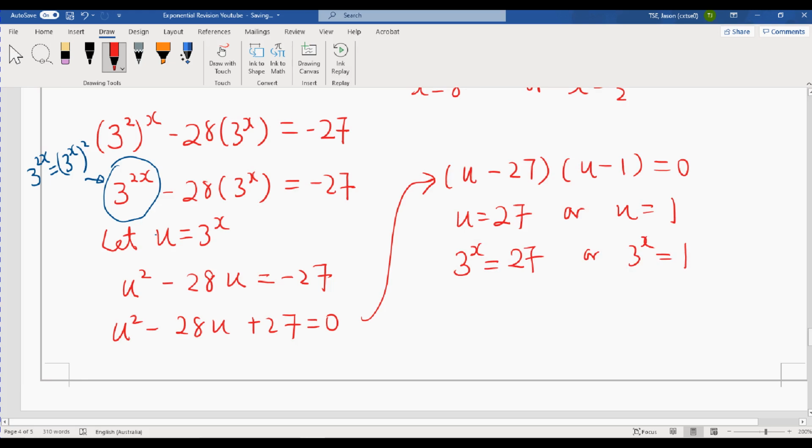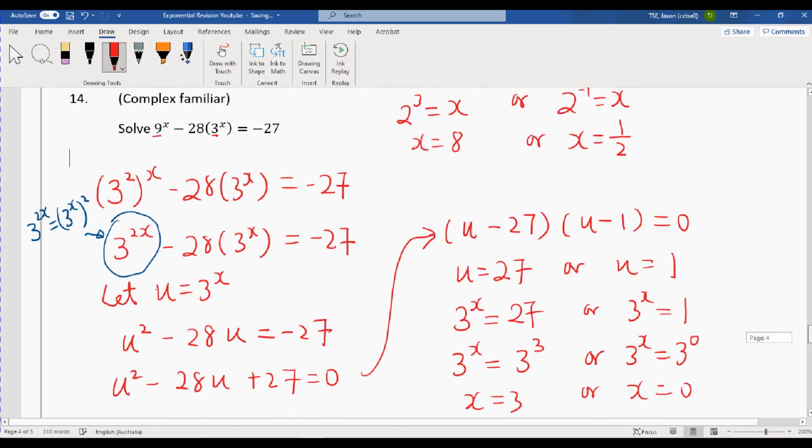Again, you see two exponential equations. Then we can use the common base now. How about 1? 1 is just 3 to the power 0. So we solve it.